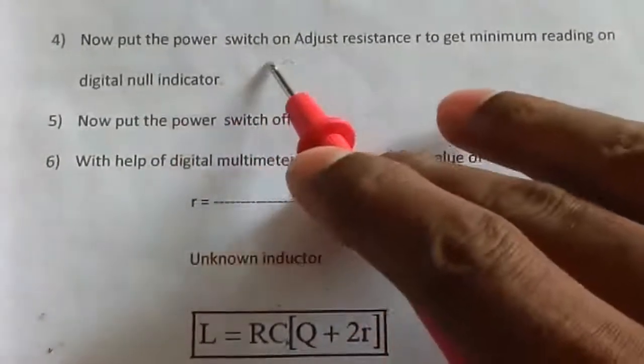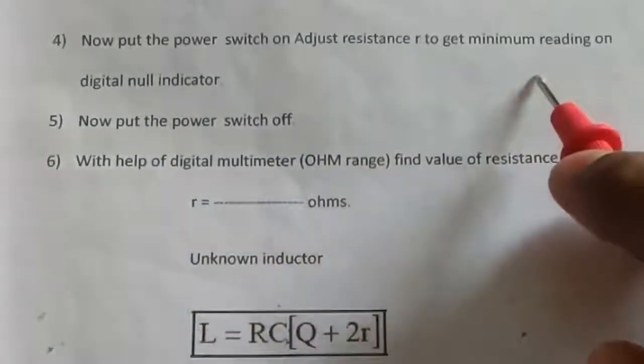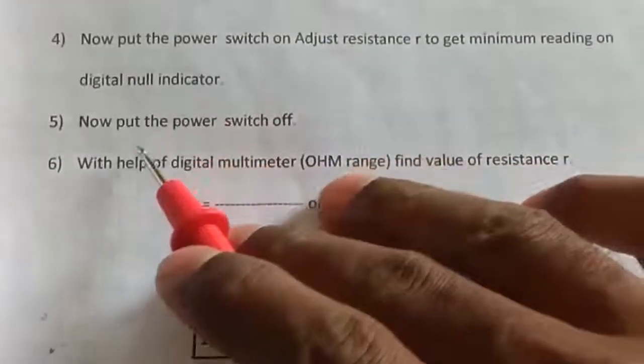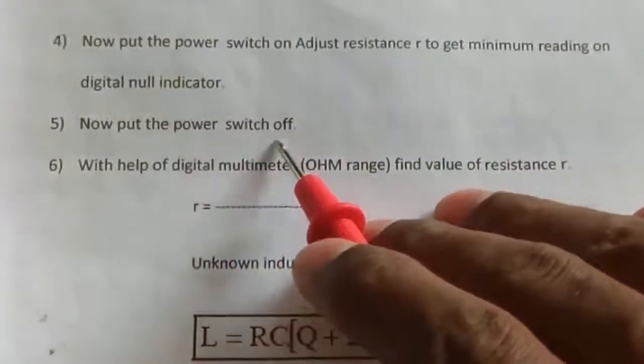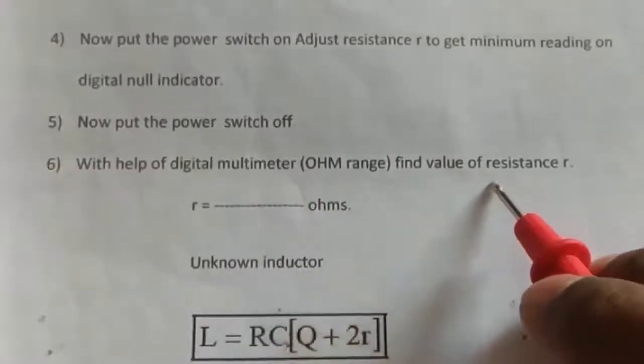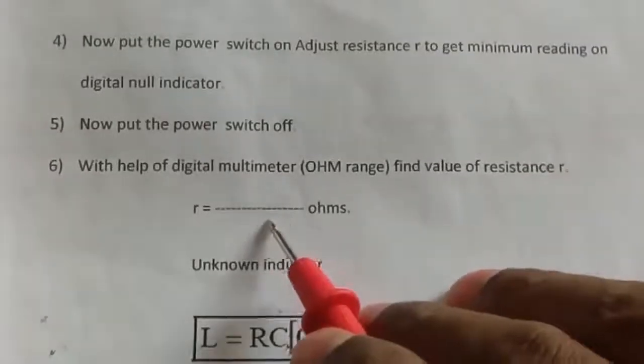Now put the power switch on and adjust the resistance r to get the minimum reading on the digital null detector. Now put the power switch off, and with the help of the digital multimeter, we will find the value of resistor r and note it down in the observation table.